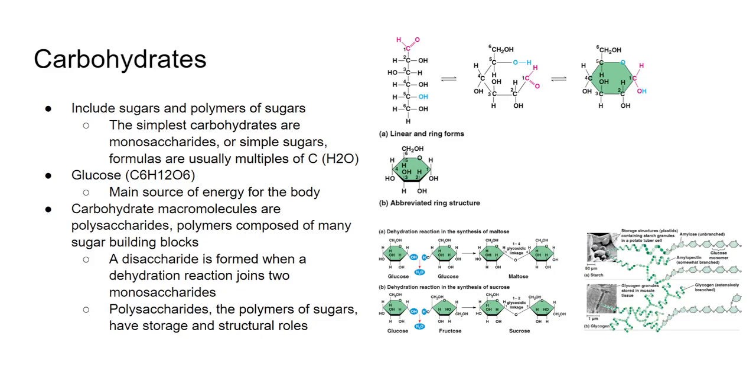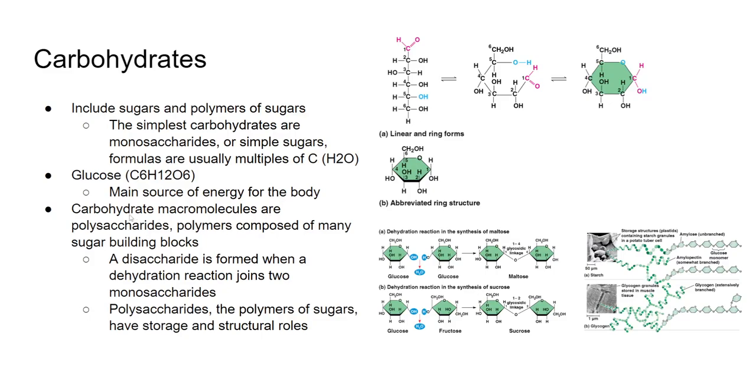The simplest carbohydrates are monosaccharides, or simple sugars, and they're usually multiples of CH2O. For example, glucose is C6H12O6, and glucose is the main source of energy for the body. If you think about something like cellular respiration, we need to break down that glucose to help form ATP, and that's what makes it so very important.